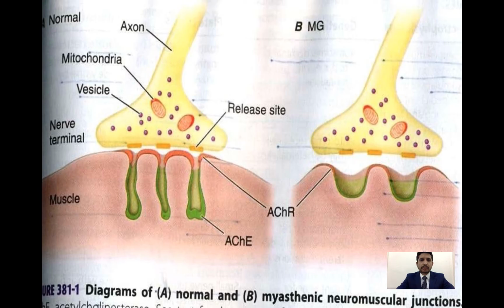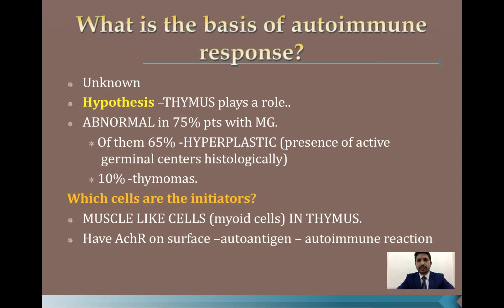So here is a pictorial presentation of a normal neuromuscular junction that we have already seen, and here is a neuromuscular junction of a myasthenia gravis patient. We can see that the perisynaptic terminus is normal. There are acetylcholine vesicles, but the number of acetylcholine receptors has decreased, and the postsynaptic folds have become flattened and simplified.